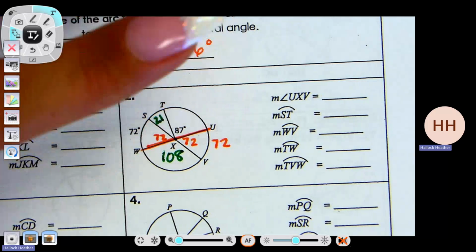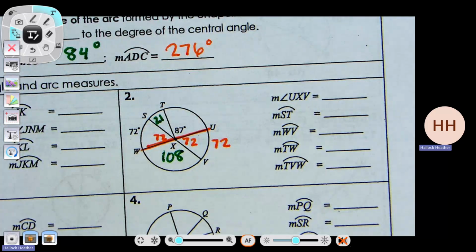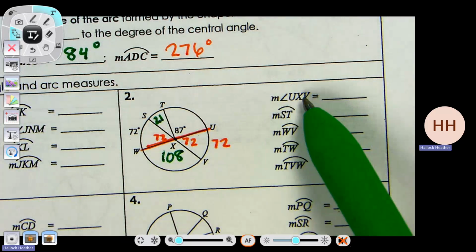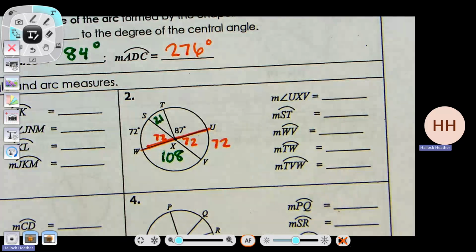The goal is a circle makes 360. Half of a circle is 180. Vertical angles are congruent. So you're just kind of moving things around. So what is the measure of angle UXV?